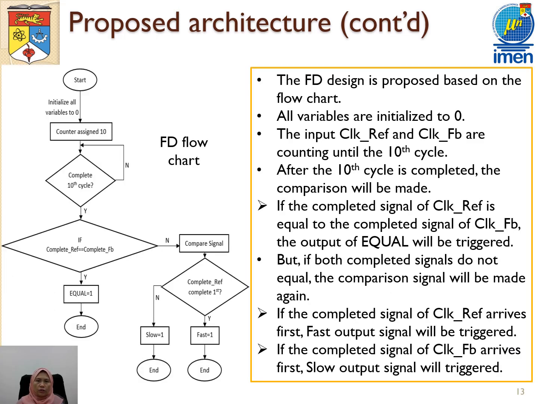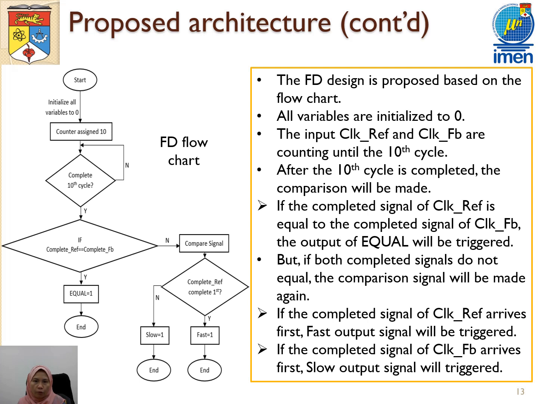So this is the operation of our frequency detector based on this flow chart. Initially all the variables are set to 0 and the input clock reference and clock FB are counting until the 10th cycle, and after the 10th cycle is completed, the comparison will be made here. If the clock reference is equal to clock FB, the output signal of equal will be triggered.